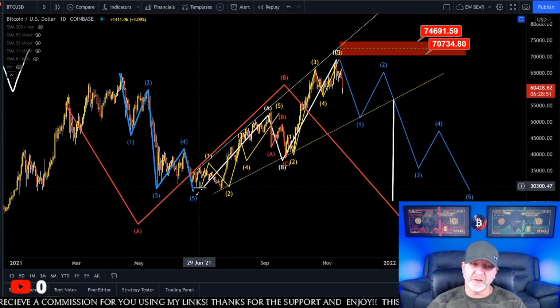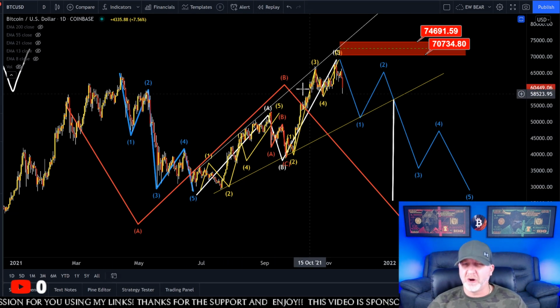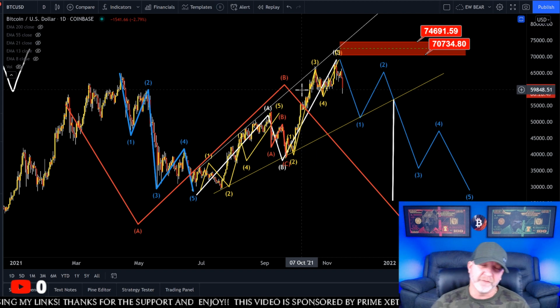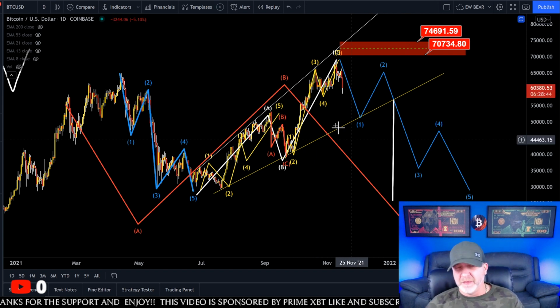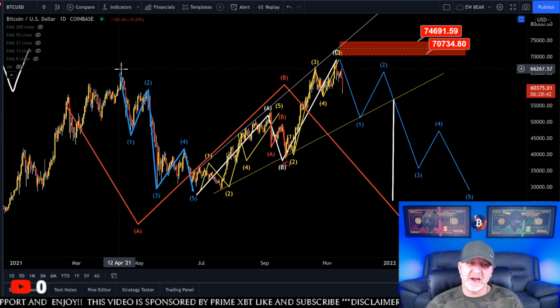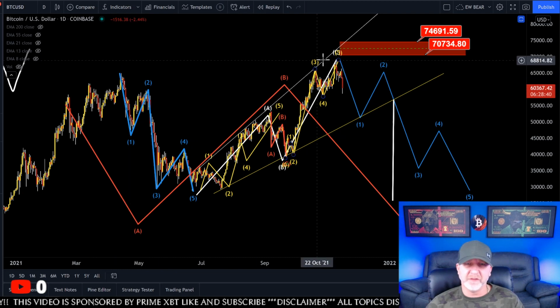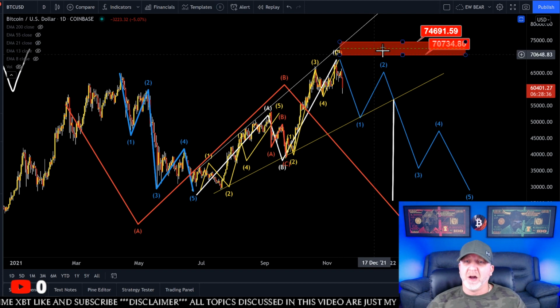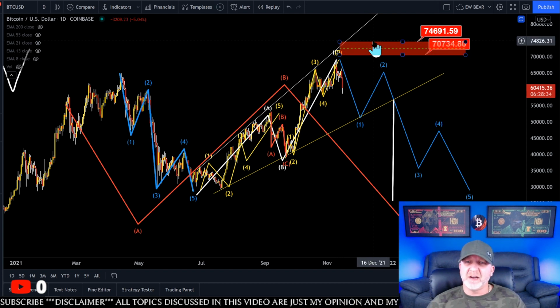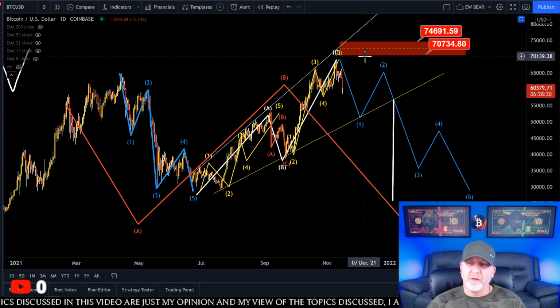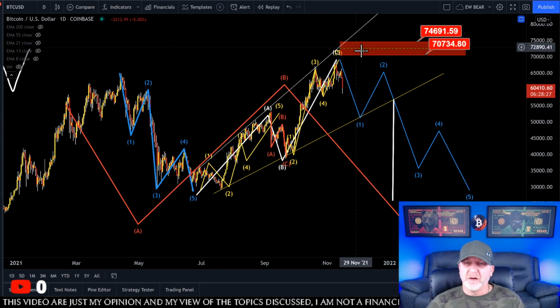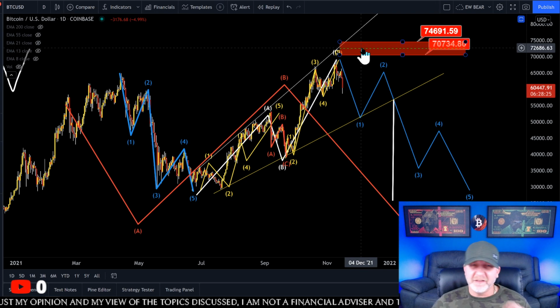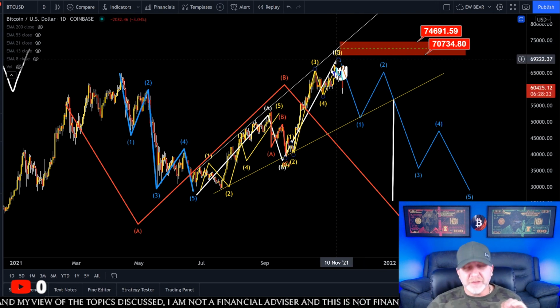The whole time I was looking for an ABC correction, although I thought we were going to stop somewhere around 57,000 and then continue down, but we did get to break that high, which is basically like a stop hunt of this high up here, I think, to trap bulls. Again, this would get invalidated above that 75,000, in my opinion. That would invalidate this count. Anywhere in this red zone would be iffy, but I do think it is a possibility.